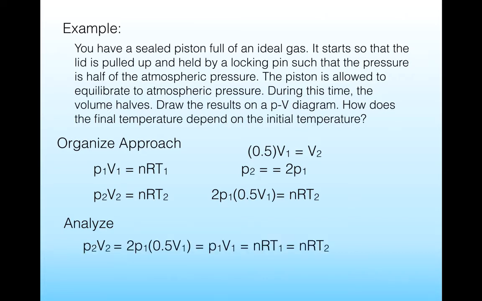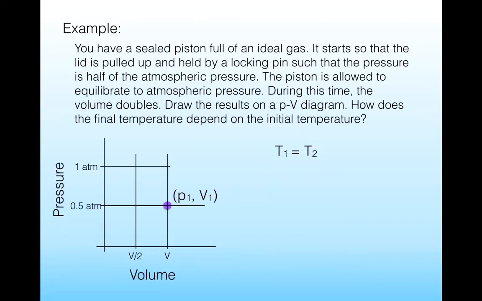Now we can analyze. So P2V2 is equal to 2P1 times 1/2 V1, which is equal to P1V1. P1V1 is by definition equal to nRT1, and P2V2 is equal to nRT2. That implies that T1 is equal to T2. So this means that the temperature before and after did not actually change for this piston.